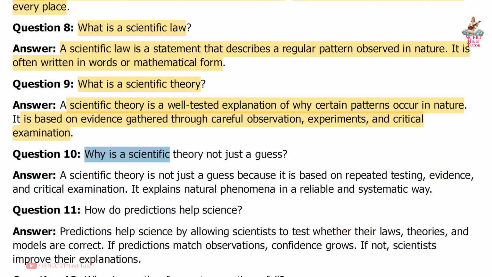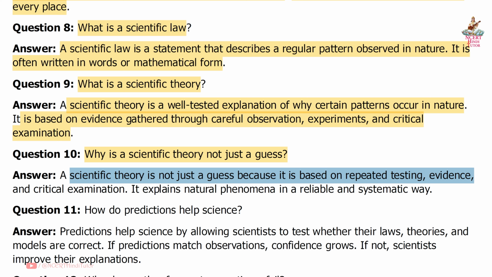Question 10. Why is a scientific theory not just a guess? Answer. A scientific theory is not just a guess because it is based on repeated testing, evidence, and critical examination. It explains natural phenomena in a reliable and systematic way.